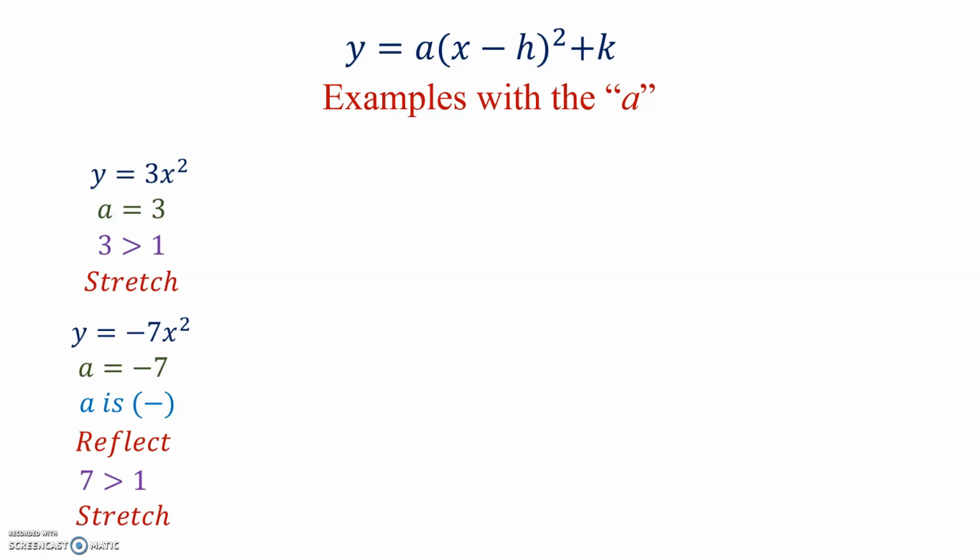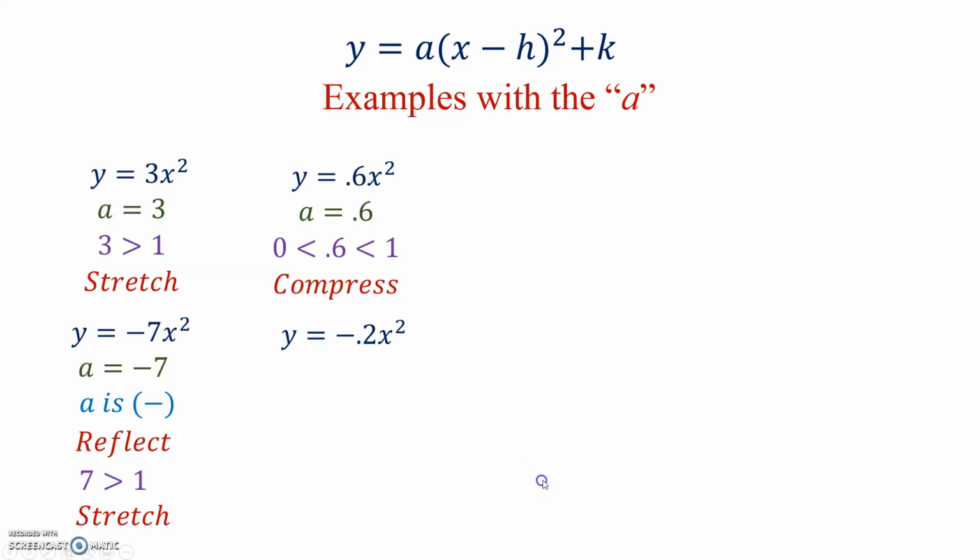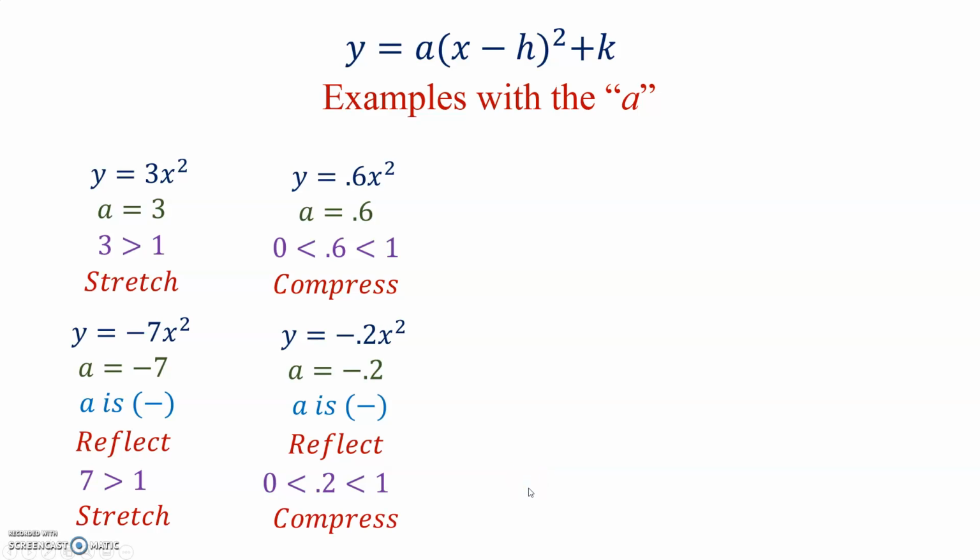So again, in that example, I saw the a as two separate entities. y equals 0.6x squared. Right now, a is 0.6. Well, because 0.6 falls between 0 and 1, that means there's a compression. Next one. Here, a is negative 0.2. Break it into two parts. The a is negative, which means there is a reflection. 0.2 falls between 0 and 1, and there's also a compression. So there's two things that occurred in that graph.